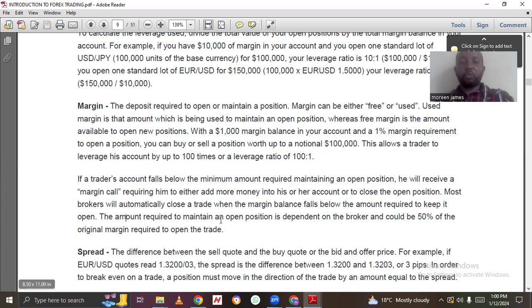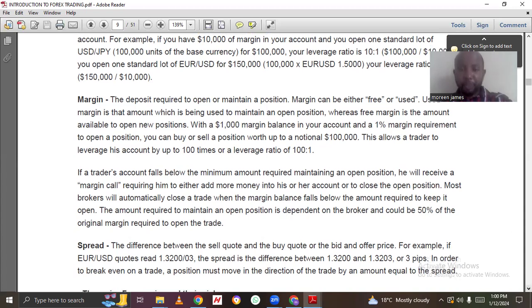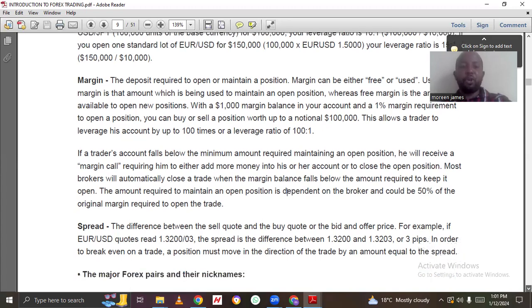The amount required to maintain an open position depends on the broker. So you need to understand that. It could be 50% of the original margin required.